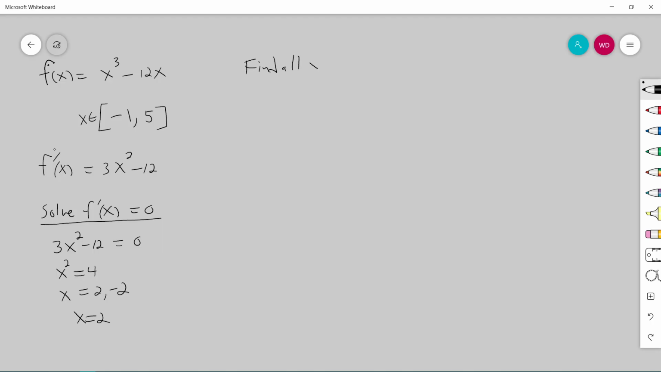all x in the domain so that the derivative does not exist. But that would mean that the expression 3x squared minus 12 would have to not exist. We would have to not be able to evaluate it for some x value. But this is a polynomial. You can evaluate it for any x value. So you get no values for that. There therefore is only one critical number, 2.